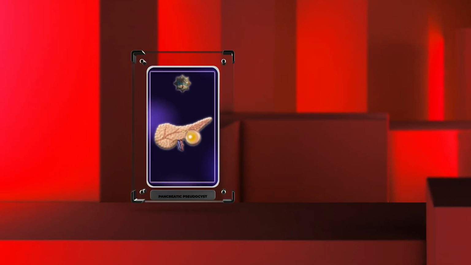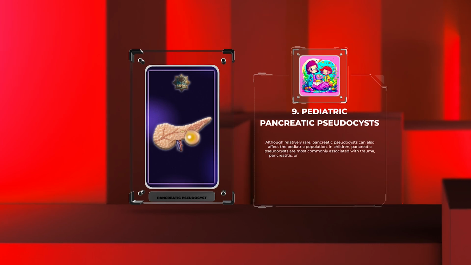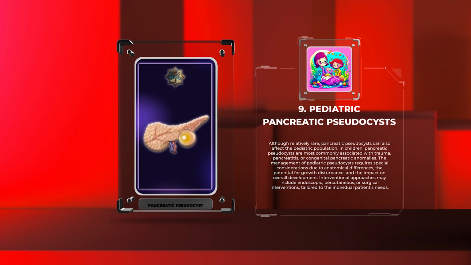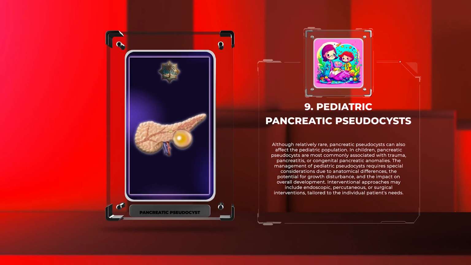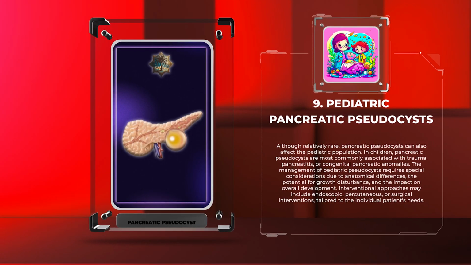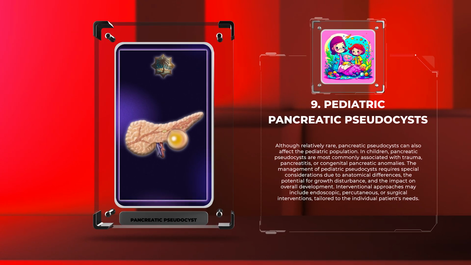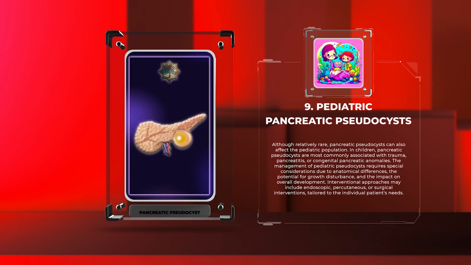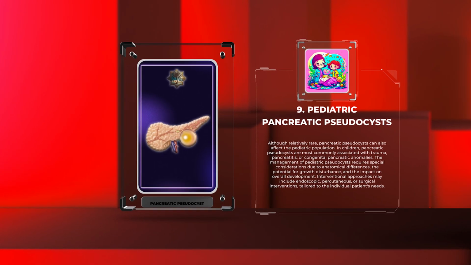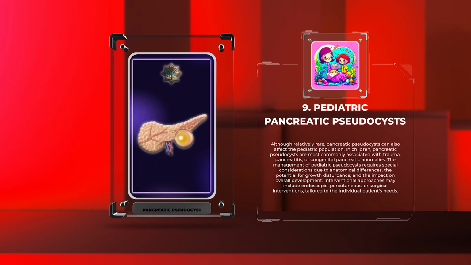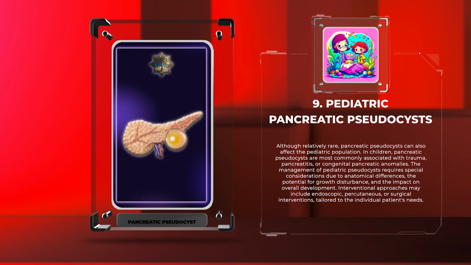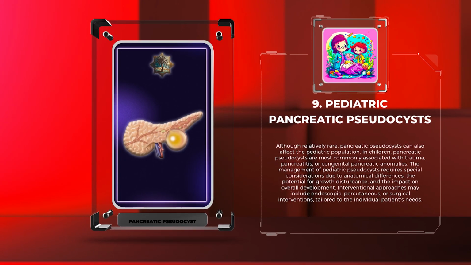Although relatively rare, pancreatic pseudocysts can also affect the pediatric population. In children, pancreatic pseudocysts are most commonly associated with trauma, pancreatitis, or congenital pancreatic anomalies. The management of pediatric pseudocysts requires special considerations due to anatomical differences, the potential for growth disturbance, and the impact on overall development. Interventional approaches may include endoscopic, percutaneous, or surgical interventions, tailored to the individual patient's needs.